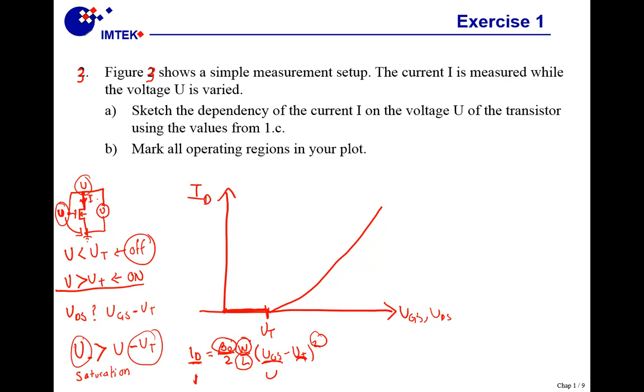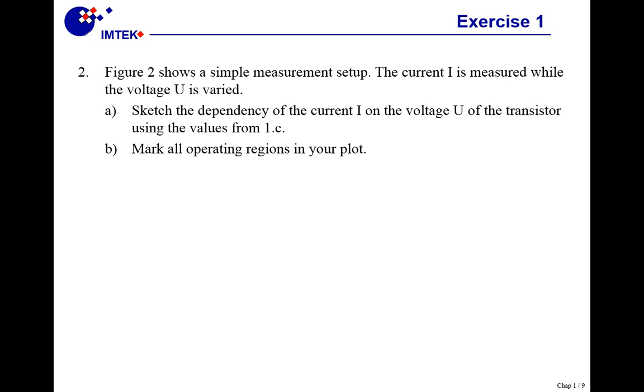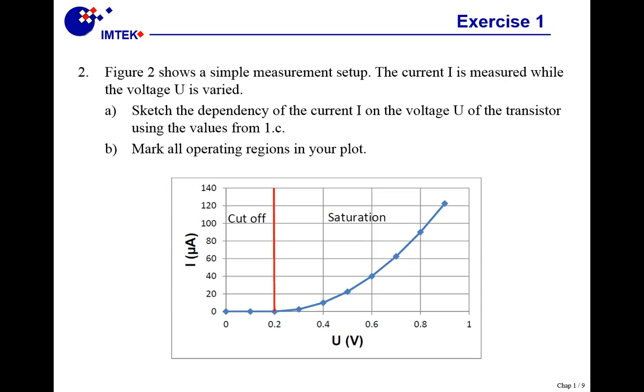All right? Now part B asks you to mark all the operation regions in your plot. So we already talked about it. We divide our plot here, and we say that this one is in cutoff, and this part is in saturation. So I made a numerical example for you guys. We have no current flowing in this part, and then from here to here, it goes up. I'm sorry, this is not a simulation, this is a calculation. And this is what you end up with.